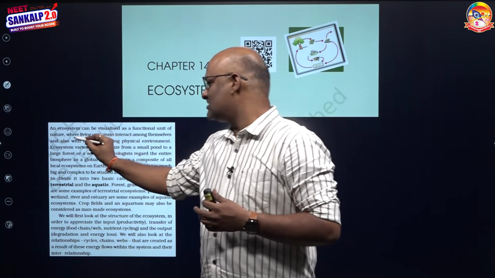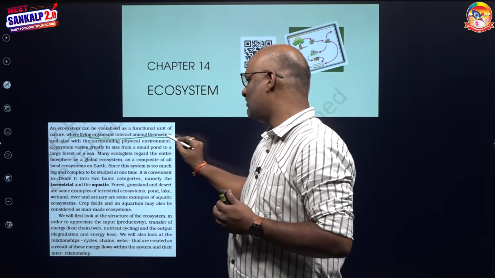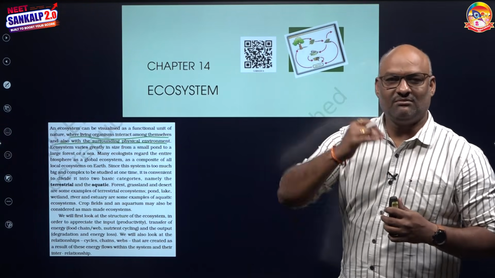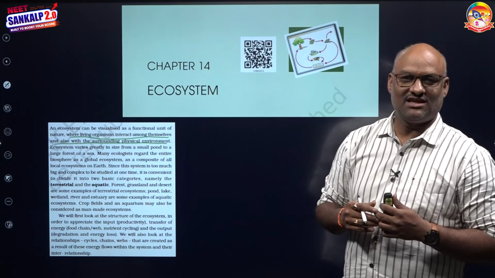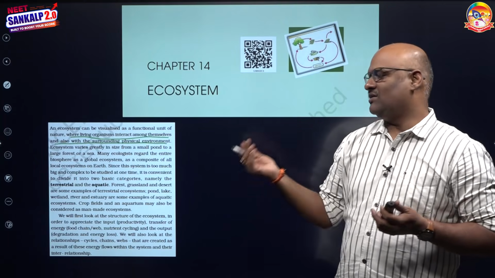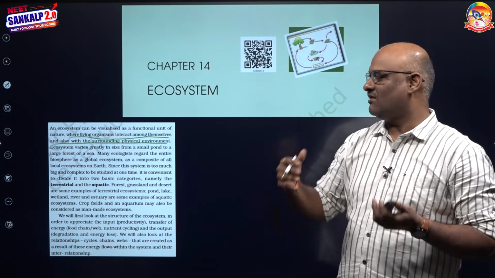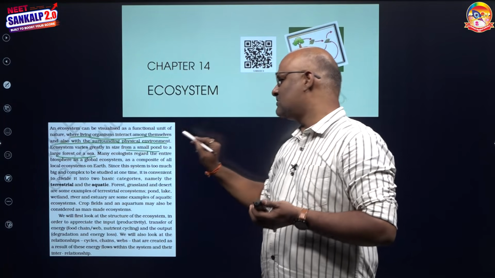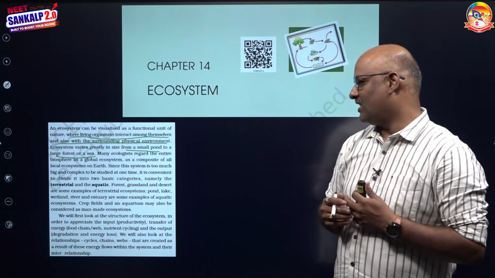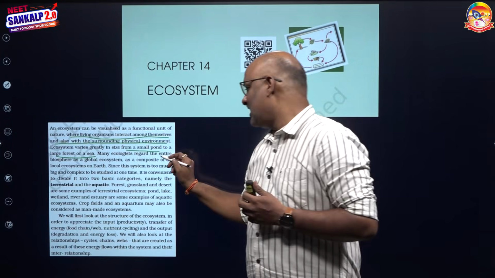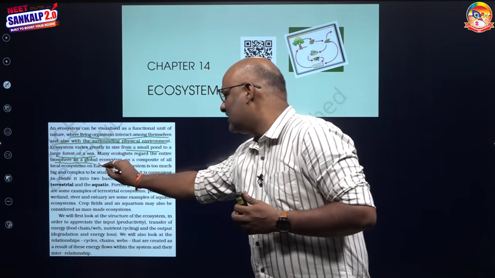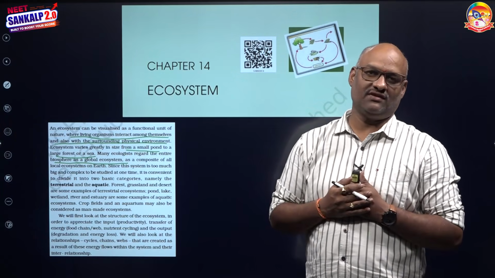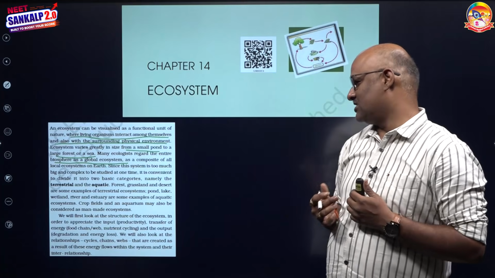So, this is a very important statement: living organisms interact among themselves and also with the surroundings, the physical environment, that is nothing but the biotic and abiotic factors present in that particular ecosystem. An ecosystem can be a very vast region like a forest or a sea, or it can also be a very small region like a small pond. Many ecologists suggest that the entire Earth, the biosphere, is a global ecosystem.